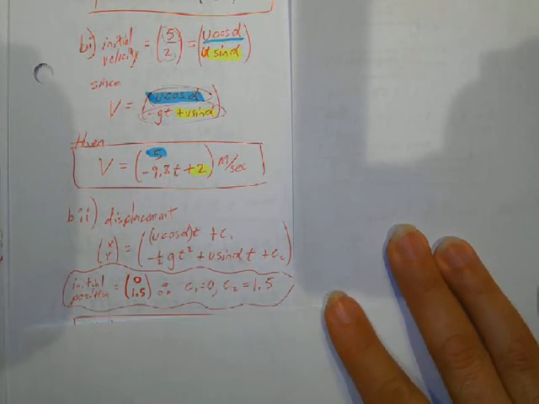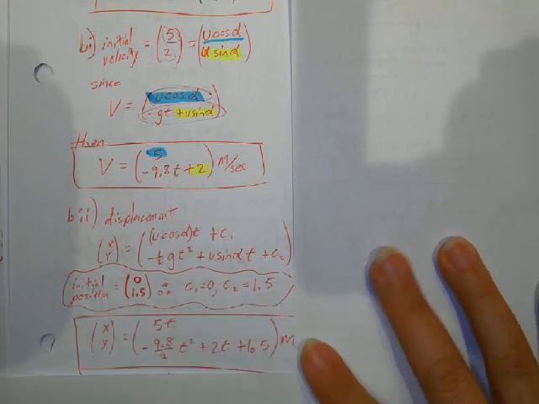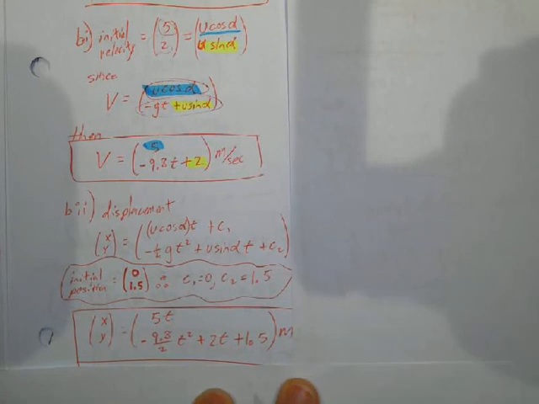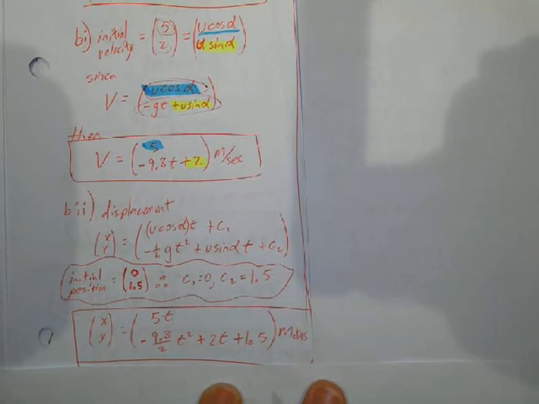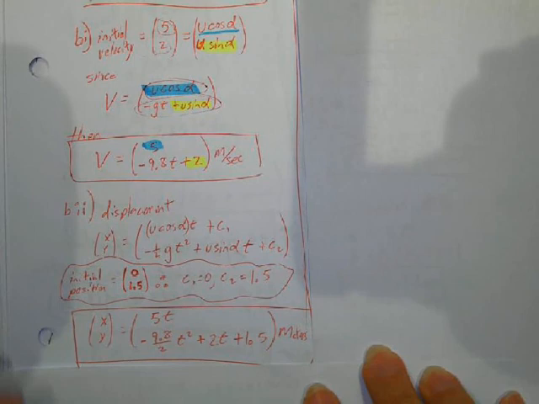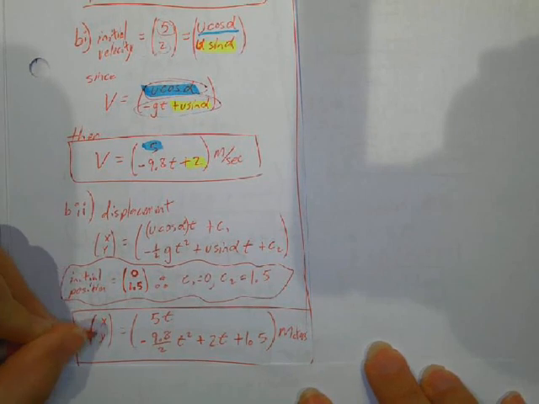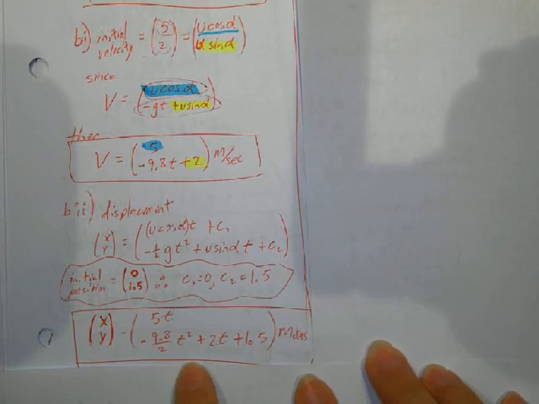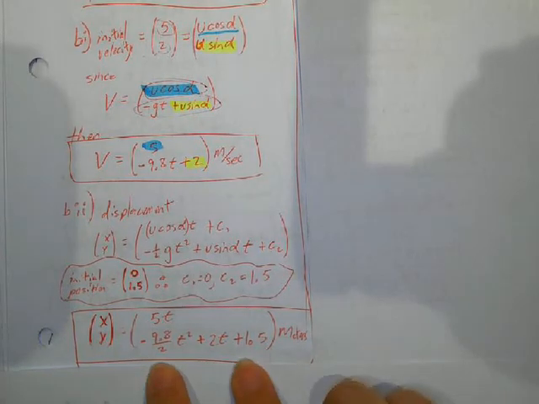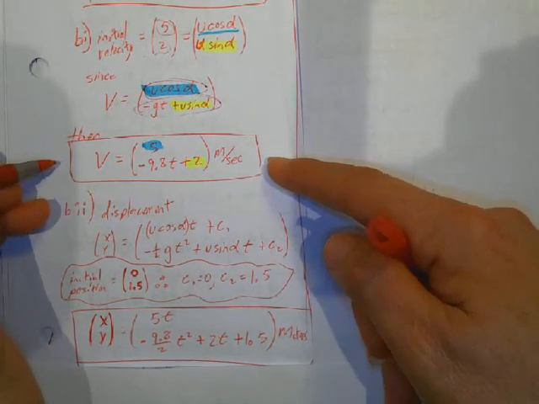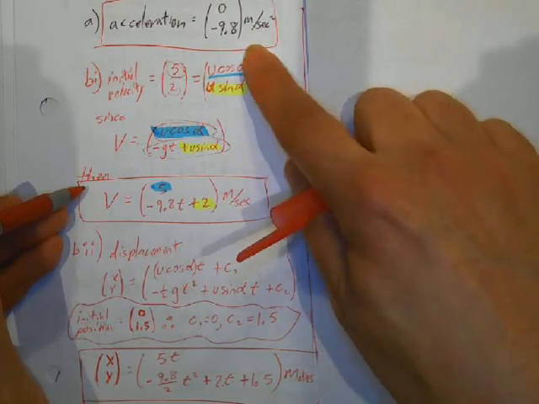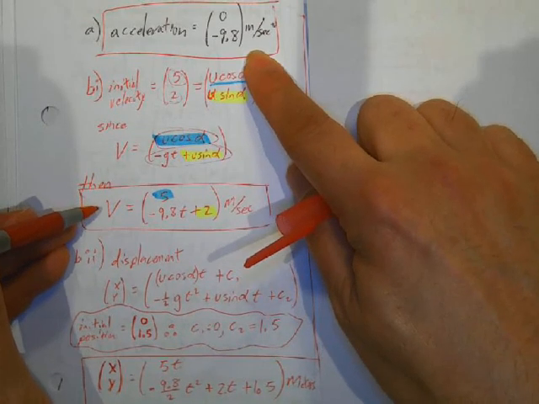And so that's going to give me the displacement vector of this. This is my vector to give me position. This is my vector to give me velocity, and up here is the boring one that gives me the acceleration vector.